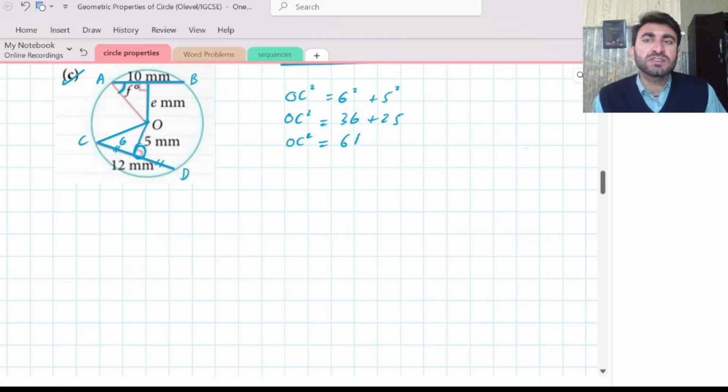We know OC squared will also equal OA squared, and OA squared is also the hypotenuse of a triangle with one side E millimeters and the other as 5, because we know here is a right angle, so it will also be passing through the midpoint of that chord. So here it is a triangle with the given sides.